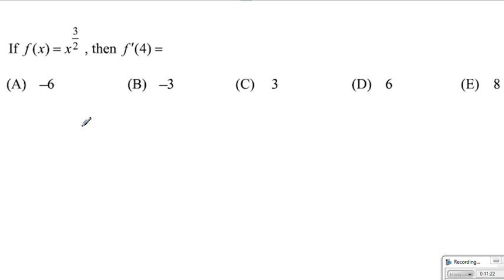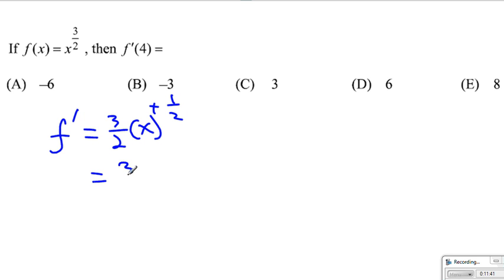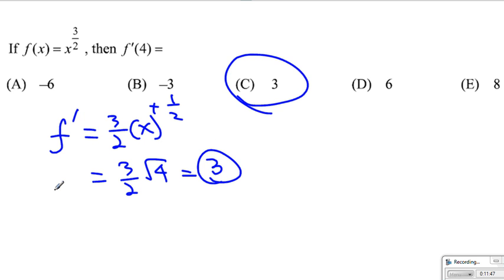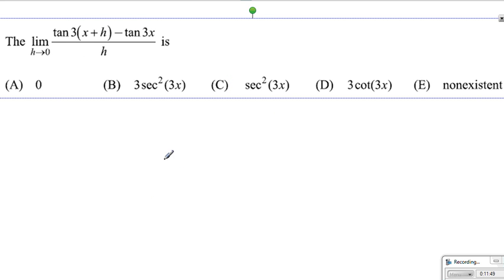Next question. Now we have to take the derivative once again, then f prime becomes 3 over 2 times x to the negative 1 plus 1/2. Now, once you plug in 4 over there, then we end up getting 3 over 2 times square root of 4, which simply becomes 3. That's our final answer. Alright, how about the next one?